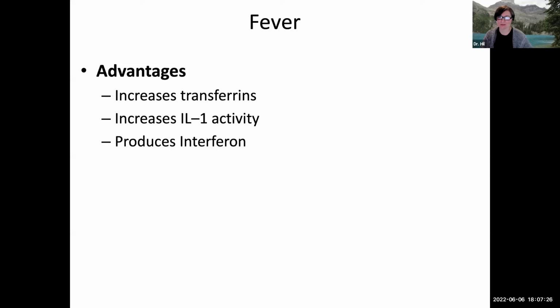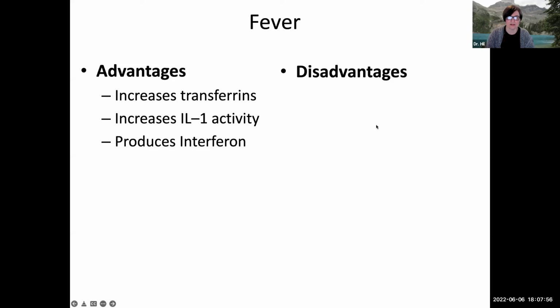So do you guys remember talking about siderophores? Siderophores are what bacteria make to bind to iron. In a competition, if siderophores were pulling on iron and transferrins were pulling on iron, let's suppose it was a little molecular tug of war, well, the siderophores are going to win. They're just better. By increasing the body temperature so that transferrins work better, we start to level the playing field a little bit.